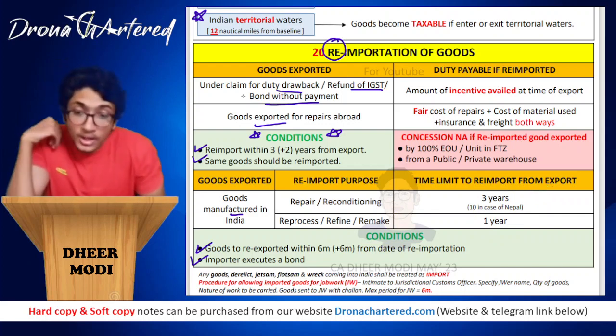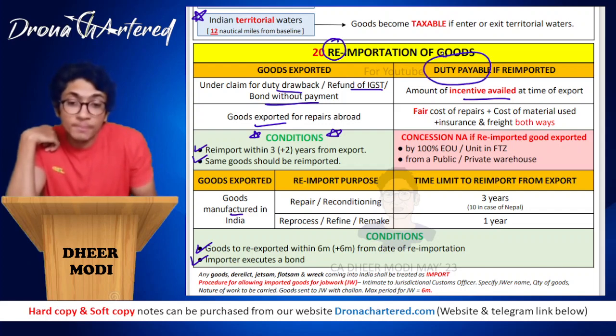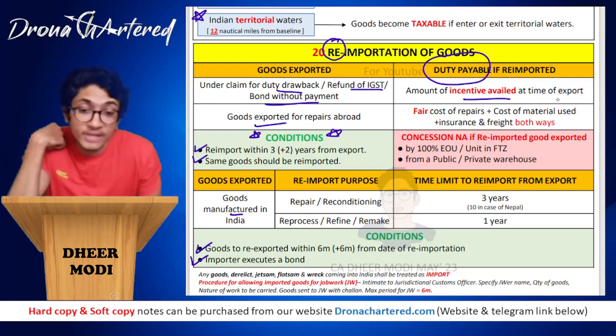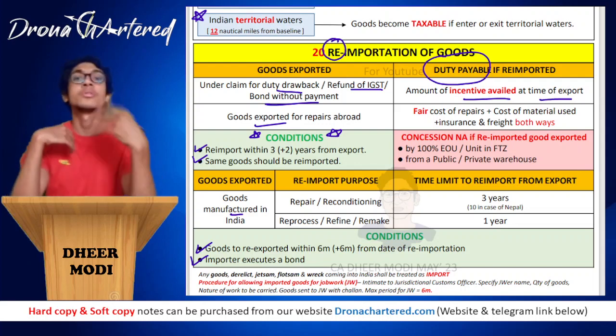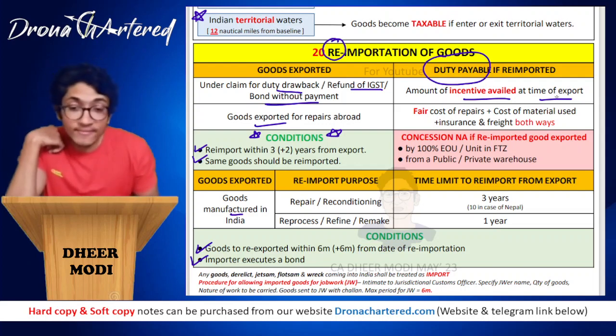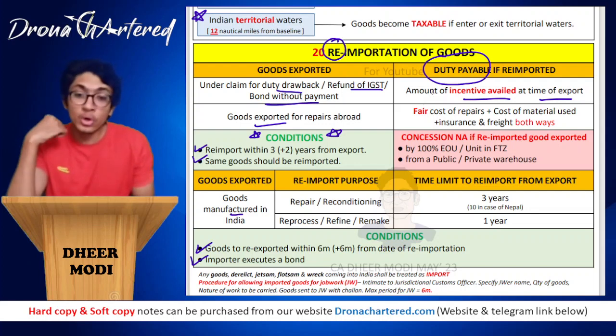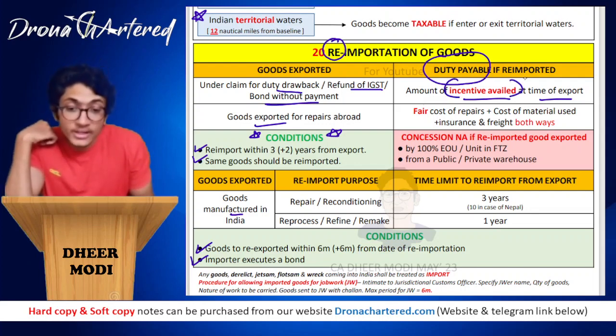Okay. Now, if the goods are under claim for duty drawback or refund, the amount of incentive availed will be your duty payable. So the duty payable if goods are re-imported will be your amount of incentive availed at the time of export. So if at the time of making export you got a duty drawback or any refund, whatever incentive you had availed, you will have to repay.